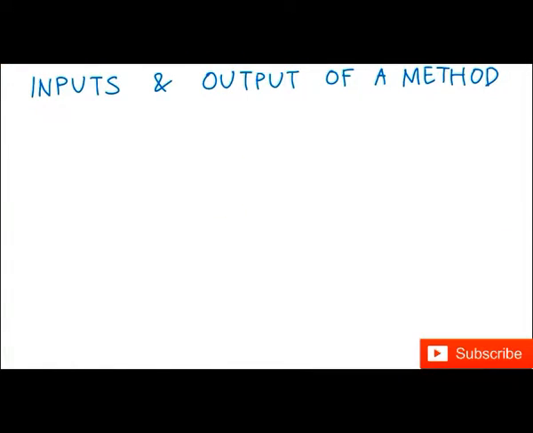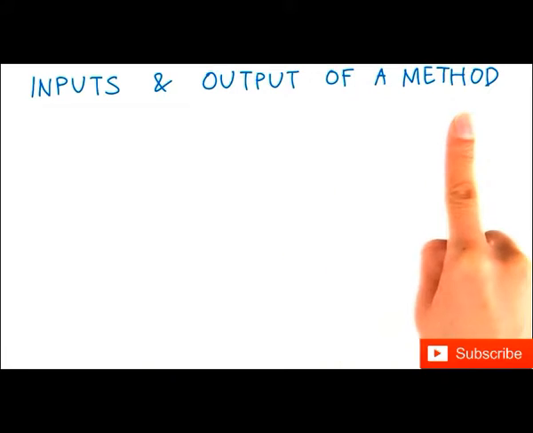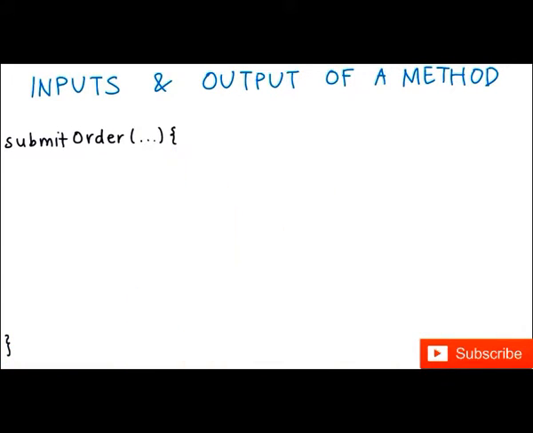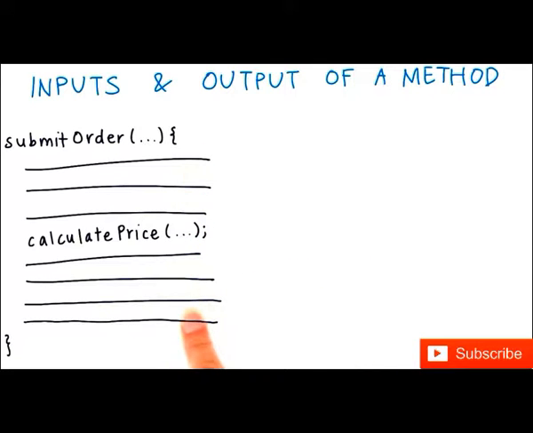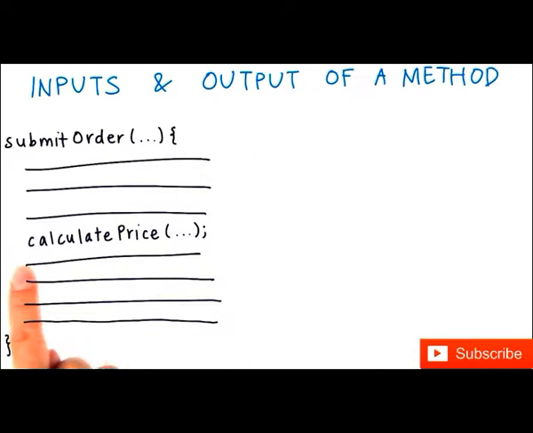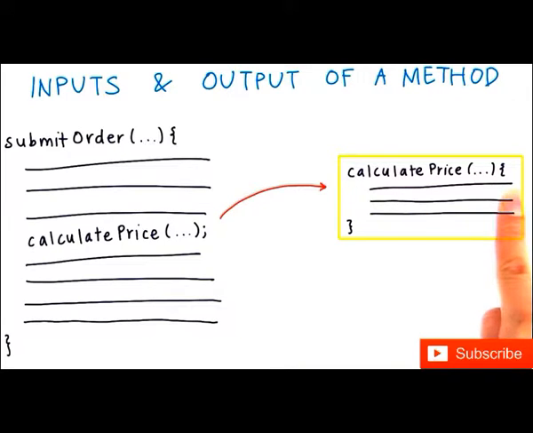Earlier we saw that we can pass a number into the display method. Let's talk more about the different inputs and output of a method. Let's look at the submit order method in the main activity as an example. Say you have a bunch of lines of code in that method. When the user clicks on the order button, it will trigger the submit order method to be called. The Android device will execute each of these instructions from top to bottom, and when it hits the calculate price method call, it will jump over to where the calculate price method is defined.